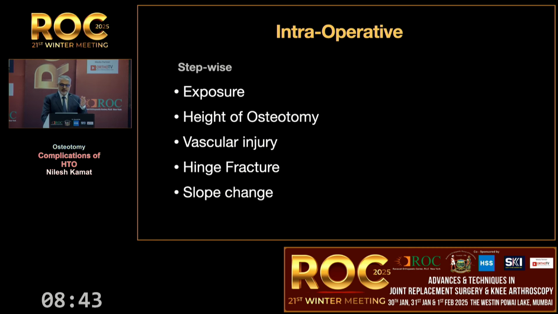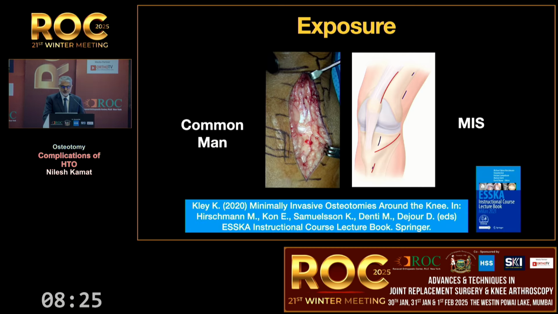When it comes to your intraoperative complications, let's touch these points in a stepwise manner. You can have complications right from your exposure, to the height of osteotomy, to vascular injuries, to having an intra-op hinge fracture, to correction or to having a slope change. So let's talk about exposure.